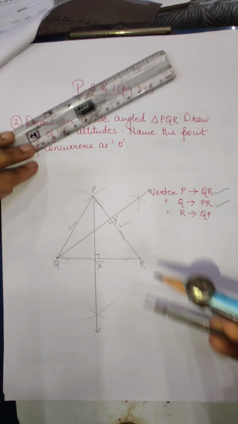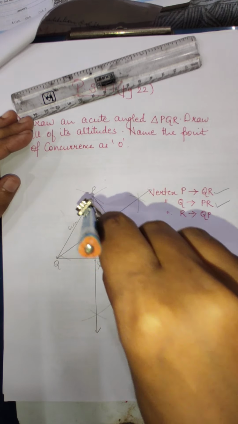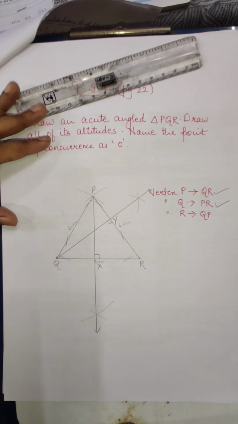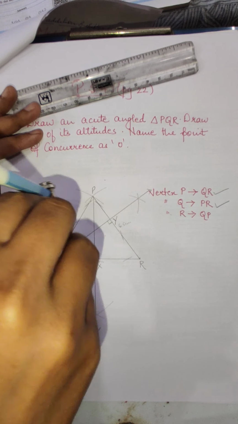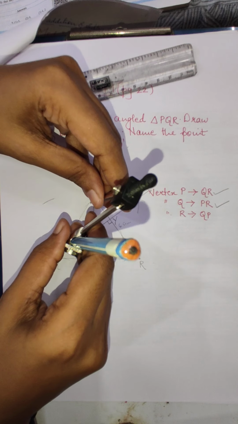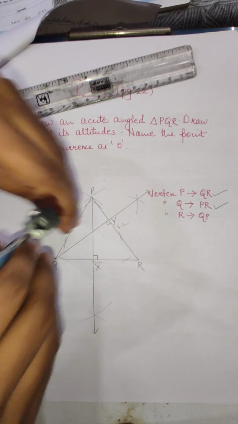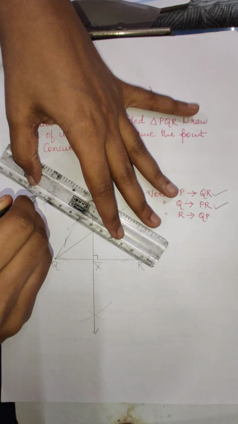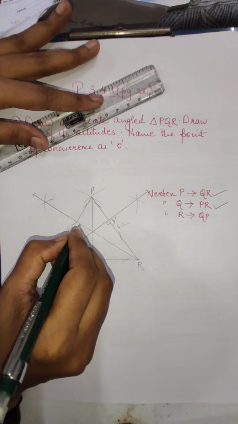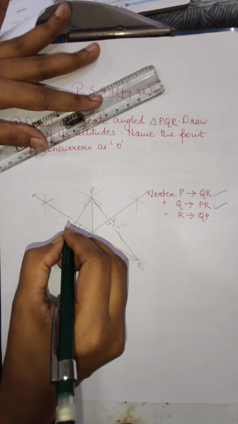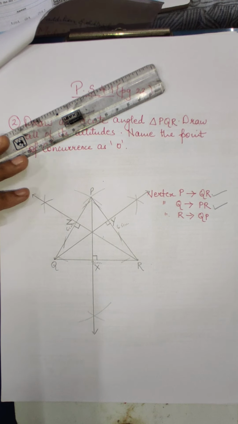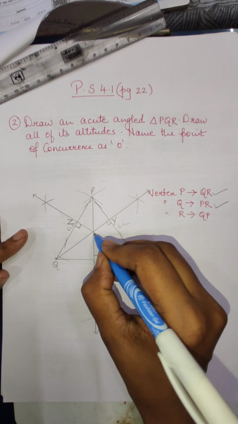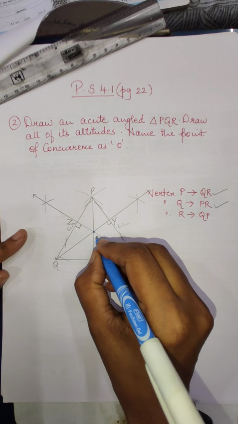Now vertex R and side QP. Keep it on point R, make arcs. Measure the distance. Join this line. So here you have one more altitude. Name it as Z. And what they have said, name the point of concurrence as O. So this is the point of concurrence and we are naming it as O.